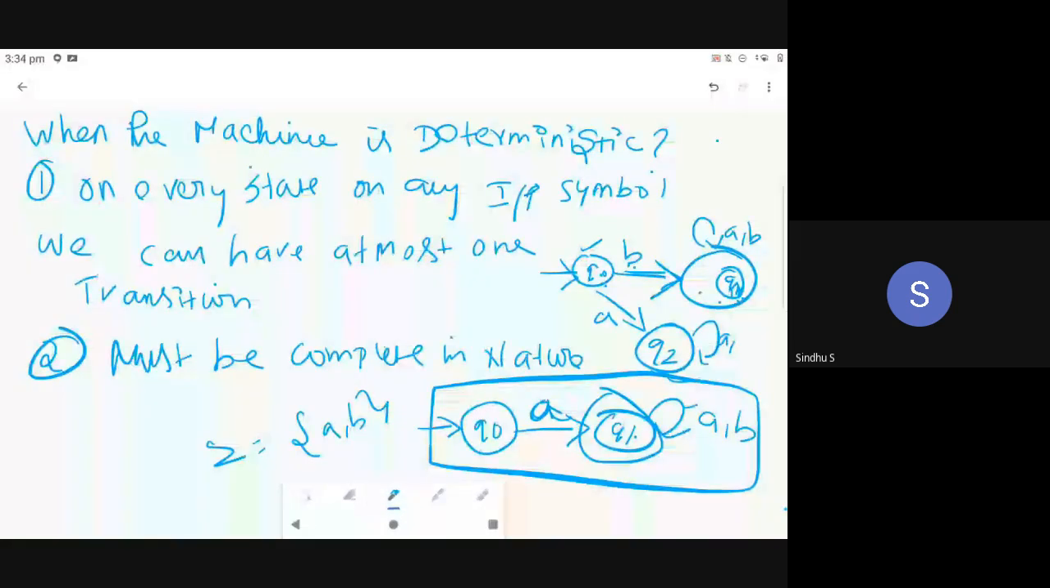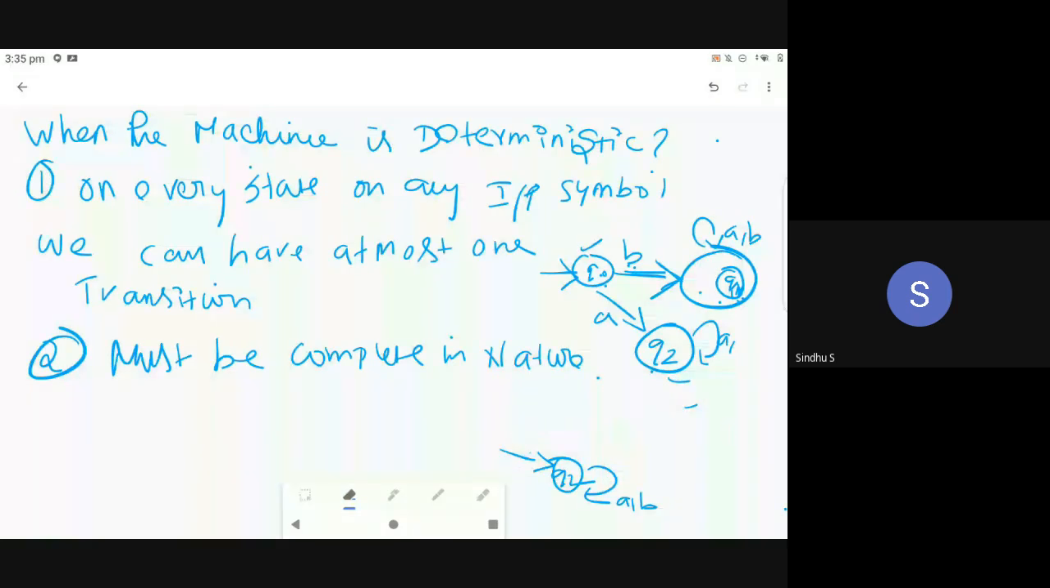You understand? If I give any other transition with B, then it will be complete. And for Q2 also, I should give these two inputs. So what I'm trying to say is, if you take up a deterministic finite automata, then the machine must be complete. Complete in the sense that every input must be scanned for every state. You got it? Yes or no? Yes, ma'am. So can you tell me when the string will be accepted by the deterministic finite automata? When will the string get accepted by the machine?